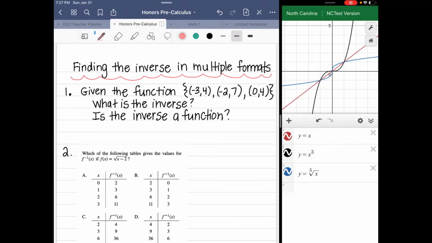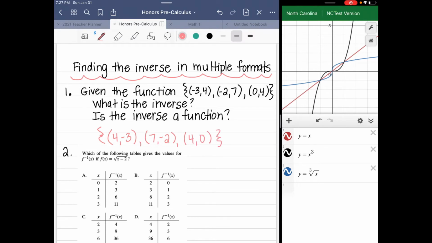So if I start with my problem, I'm going to have a new set. So if my original point was -3, 4, then my new point is going to be 4, -3. Then if I had -2, 7, it's now going to be 7, -2.